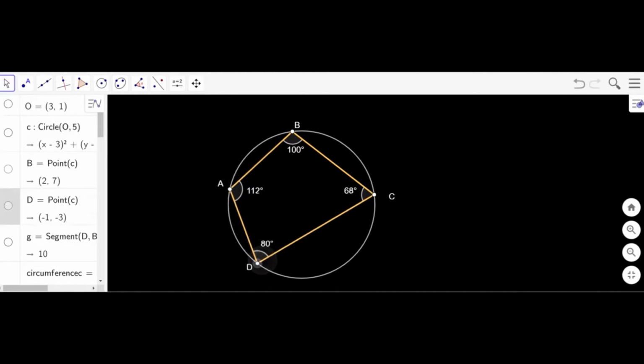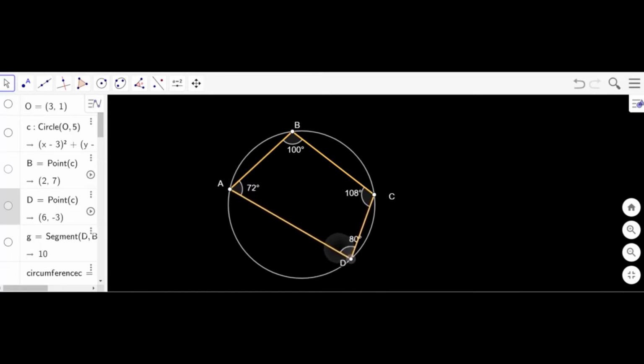Similarly, if I move this 80 here, do you see? I have the 80 and the 100, they stay the same, but the others are changing as you are moving this point around, right? So that's the big idea.